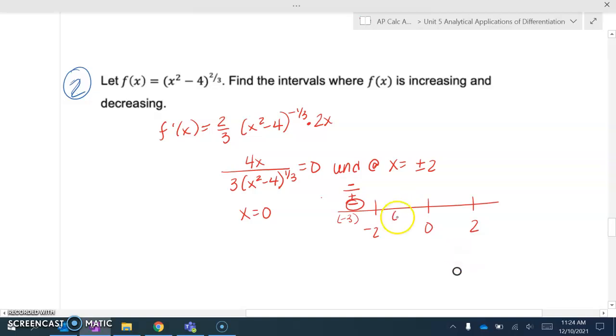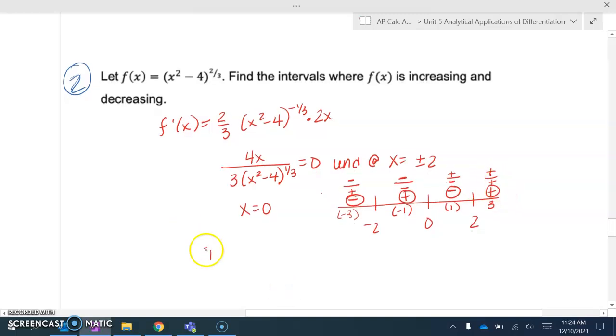If I test, say, negative 1, that makes my numerator negative, but my denominator is going to be 1 minus 4, which is negative 3, and the cube root of a negative is still negative. So overall, this is positive. If I test 1, now my numerator is positive and my denominator is negative, so that turns negative. And then if I test 3, that makes my numerator positive and my denominator positive, so this is positive.